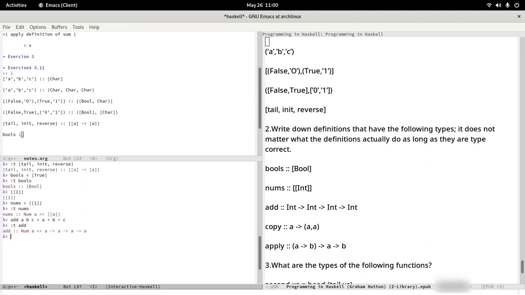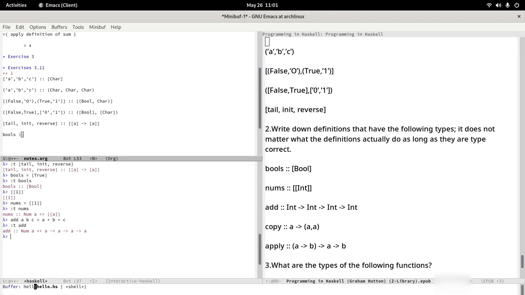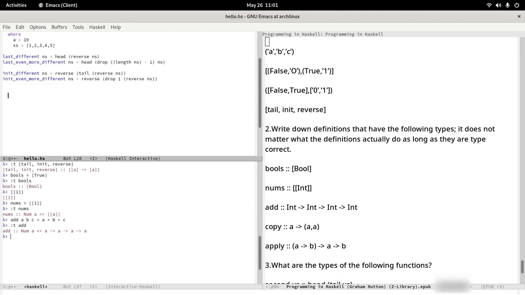I think maybe I need to explicitly say that it's from int, but I can only do that in a file, I think. What was I writing before? Oh yeah, okay. Add of A, B, C is A plus B plus C. Add is of type int. Okay, I don't know if that counts.